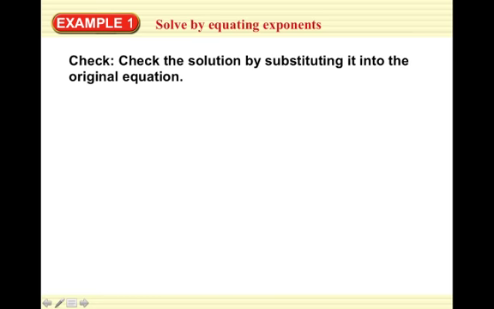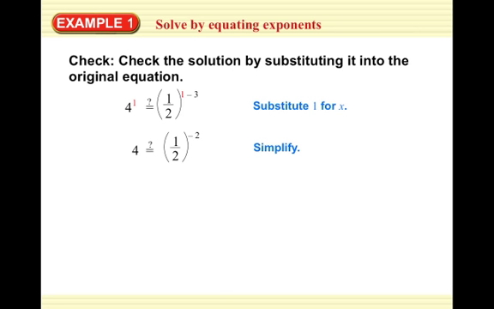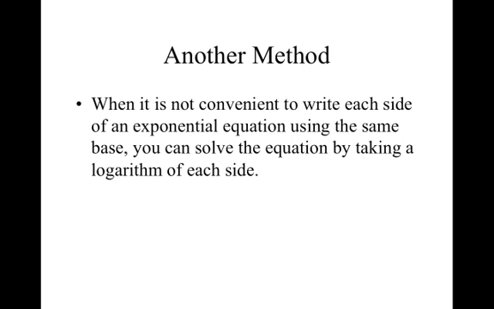So let's check. We're going to substitute 1 in for x. So we want to know 4 to the first equals 1/2 to the 1 minus 3 power. So I get 4 to the first is just 4. 1/2 to the negative 2 power. I flip that 1/2 to become a 2. 2 squared is 4. So the solution checks. So 1 is our solution.